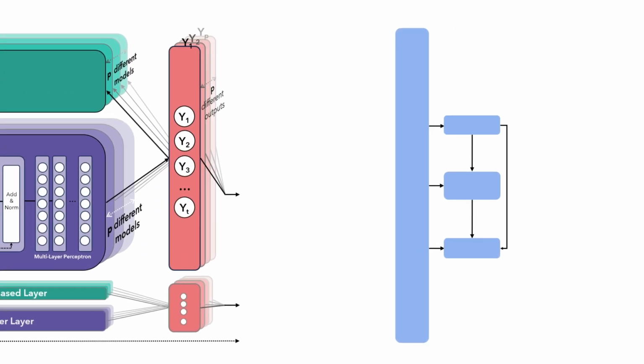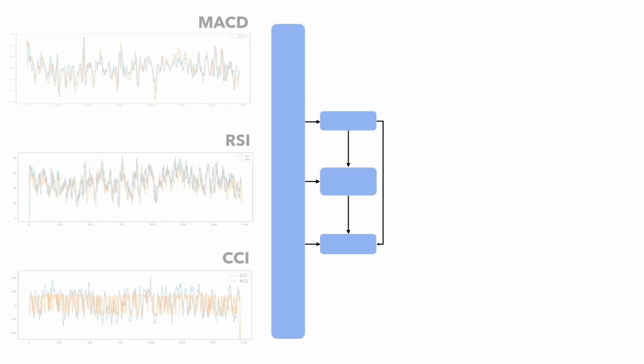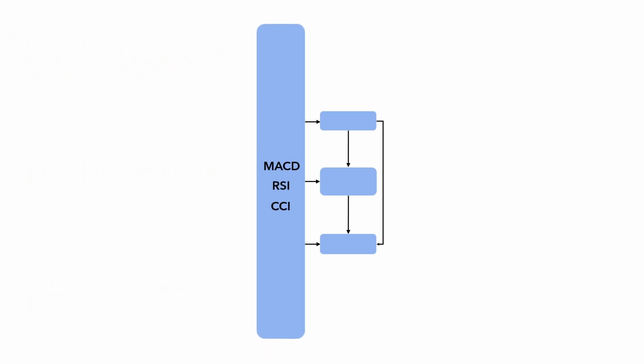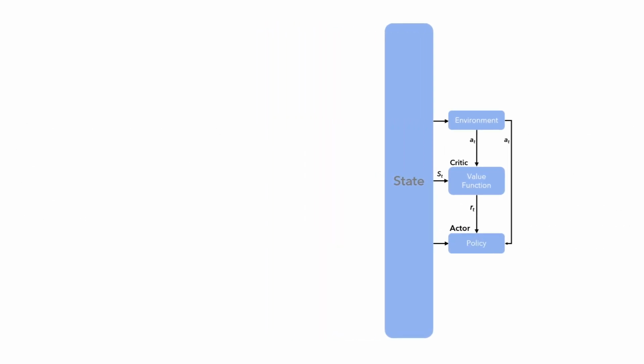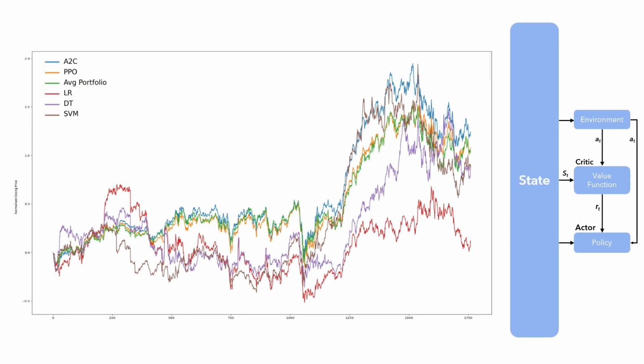The forecasted future prices are converted into several refined indicators, primarily MACD, RSI, and CCI. These indicators form the state for our reinforcement learning algorithms, among which are the Advantage Actor Critic (A2C) and Proximal Policy Optimization (PPO) algorithms. A2C and PPO demonstrated the capability to surpass the performance of an average portfolio.